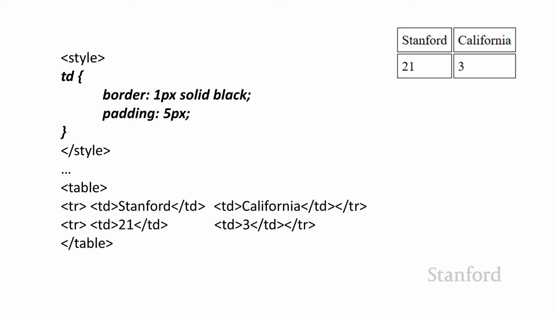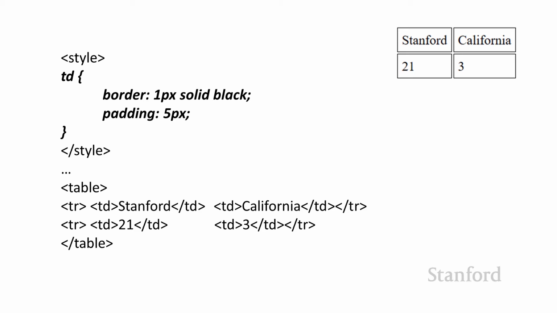And I've given a 5 pixel padding, which gives me some space between the words Stanford or California and the surrounding borders. But as you can see from the top right, that's what we get with this particular style. We're still not quite there yet. That looks a little bit odd.